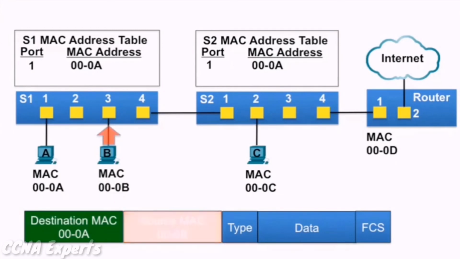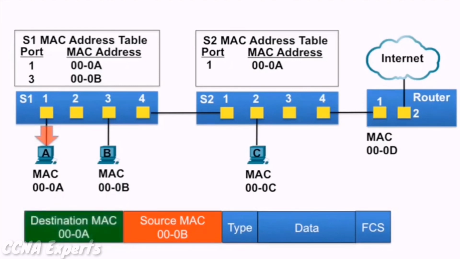S1 notices that the source MAC address is not in its MAC address table, so it adds the MAC address and the incoming port number. Next, switch S1 examines the destination MAC address and notices that MAC address is in its MAC address table, so it sends it out just port 1.